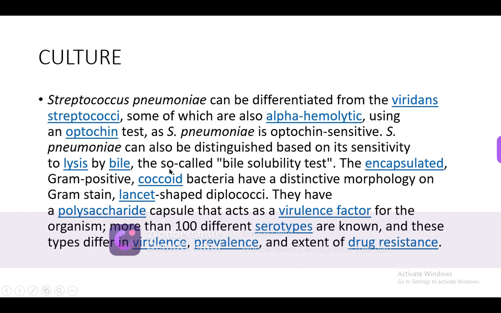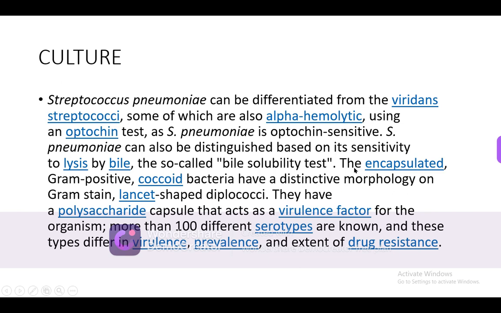But oxygen sensitive is Streptococcus pneumoniae, while Streptococcus viridans is not oxygen sensitive. In this way you can separate it. Another way to separate them in the culture media is the introduction of bile. The bile will lyse this culture, while Streptococcus viridans will remain there.